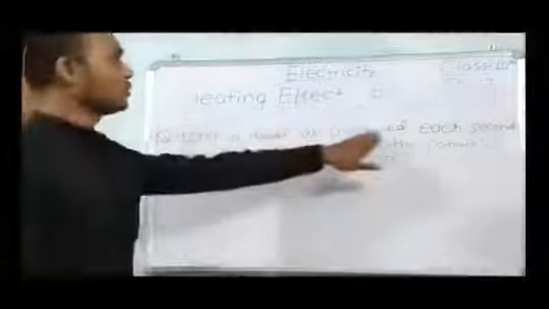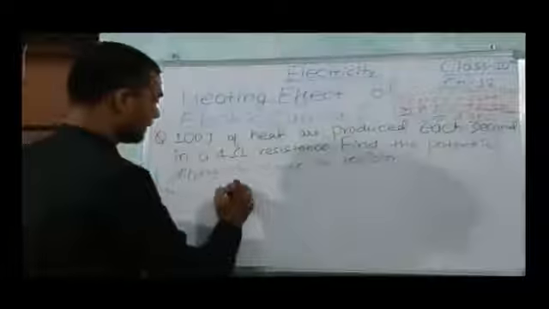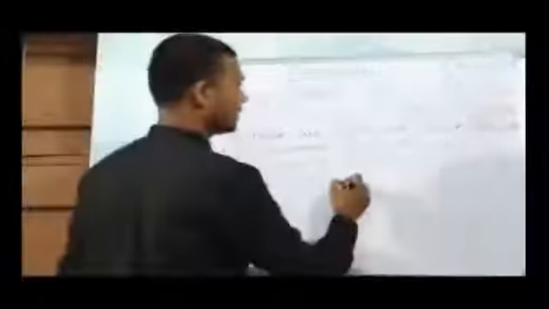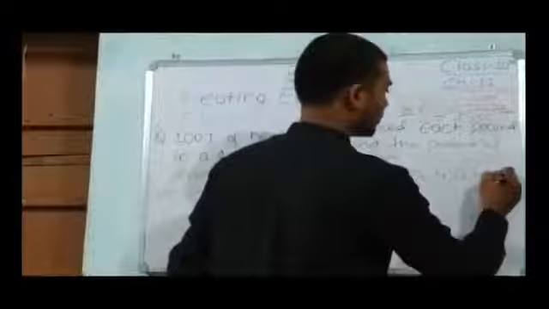The next question is: 100 joule of heat is produced each second in a 4 ohm resistance. Find the potential difference. Each second means 1 second. The SI unit of power is watt and the SI unit of heat is joule. So in the given problem, heat is equal to 100 joule, time is equal to 1 second, and resistance is equal to 4 ohm. We need to find the value of potential difference.